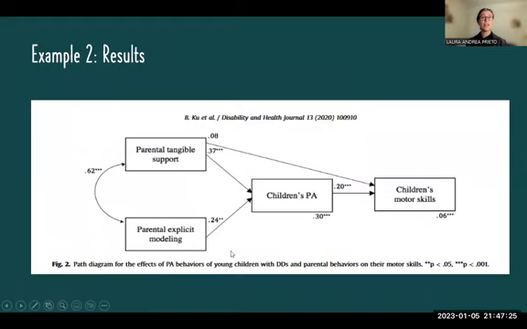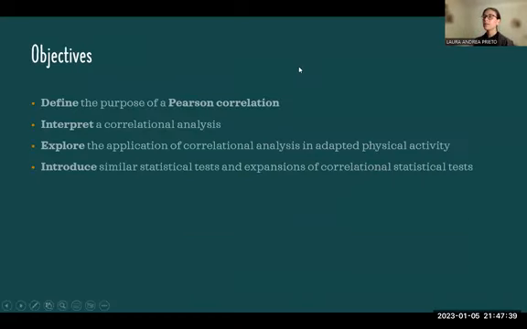Here's another representation of this idea from Dr. Koo. And it's something that we see most often when we're looking at relationship or correlation analysis, in this case, multiple linear regression, and the next step for our future research. So again, we defined the purpose of the Pearson correlation, we worked on interpreting it, and we also explored the application of correlational analysis in adaptive physical activity. Towards the end, we introduced multiple linear regression as something that you all can use and also interpret as you're reading. And I hope that this was a quick and application-focused explanation of correlational analysis.